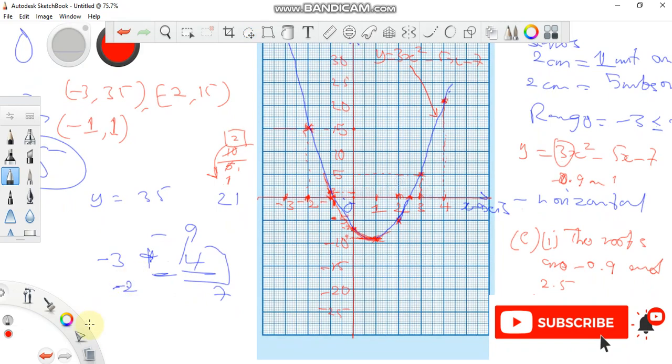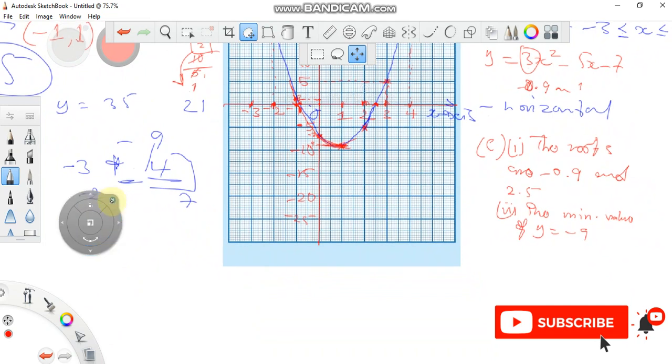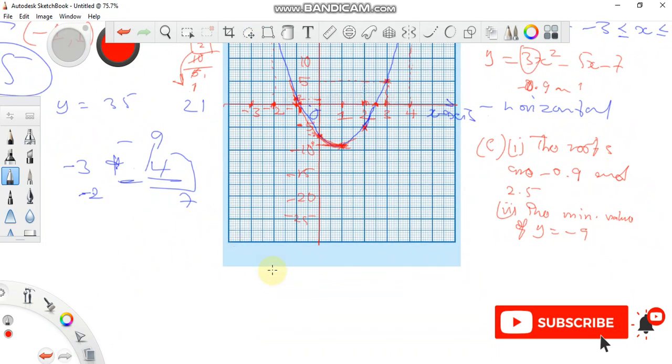And then finally we've been asked to find the gradient at a point. This is an interesting question that you need to pay real attention to. Roman 3 is the gradient at x equals 2. So we are asked to find the gradient at a particular point. Now you can use calculus to get this very easily, right? But what you've been asked is to use your graph to get this.